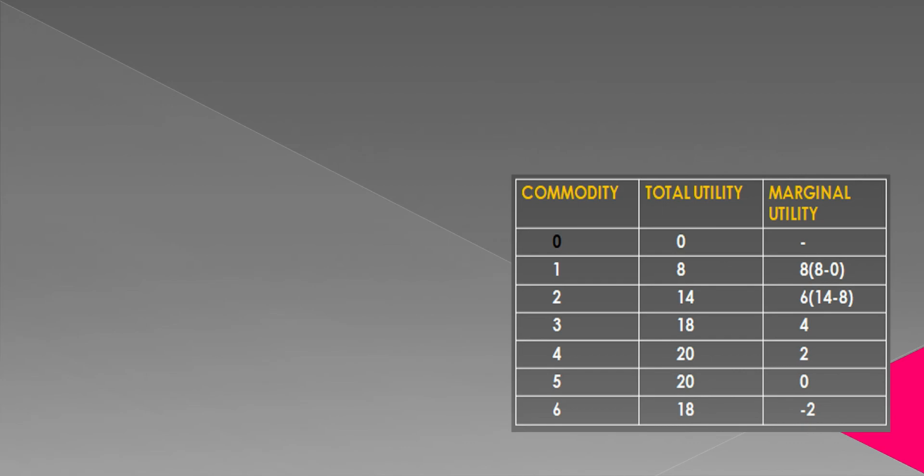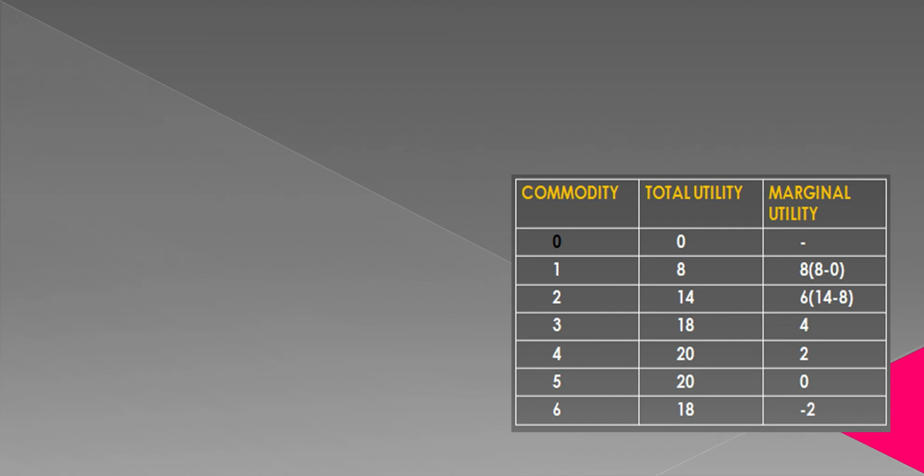When he gets a second apple, his total utility becomes 14. Now, the marginal utility of the second apple is the total utility of the second apple minus the total utility of the first apple. That is 14 minus 8 equals 6. Likewise, when he takes a third apple, his total utility increases to 18. His marginal utility of the third apple will be the total utility of the third apple minus the total utility of the second apple, that is 18 minus 14 equals 4.